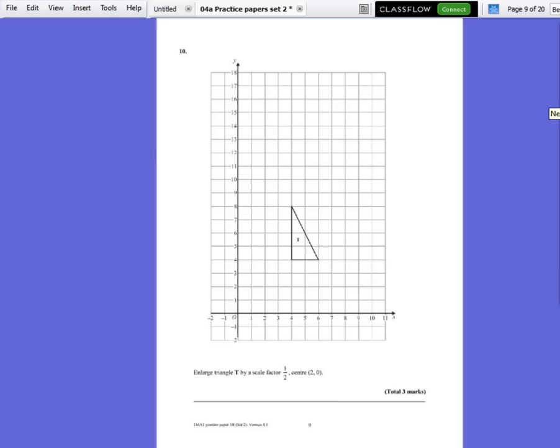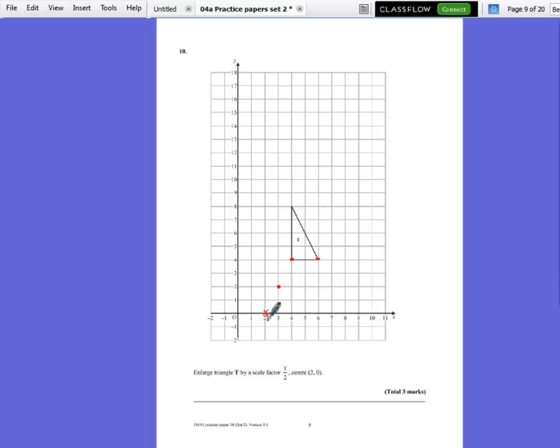Question 10, it says enlarge triangle T by a scale factor of half with centre (2, 0). So the centre (2, 0) is just here. To do this, we'll look at each corner in turn and half the distance to that corner. At the minute, it's 2 across and 4 up, so we're going to go 1 across and 2 up. So that corner would go to there.